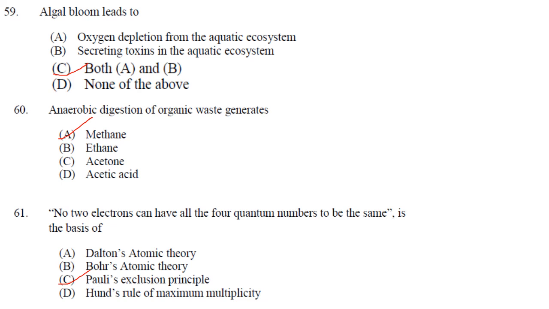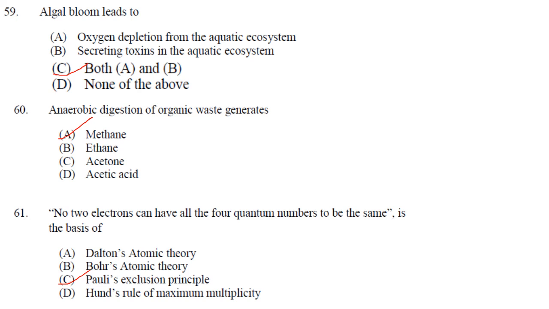Yes, that is the result of algal bloom. Then secreting toxins in the aquatic ecosystem, that is also one of the results of algal bloom. So answer is option C, that is both A and B. Then anaerobic digestion of organic waste generates methane. Answer is option A.